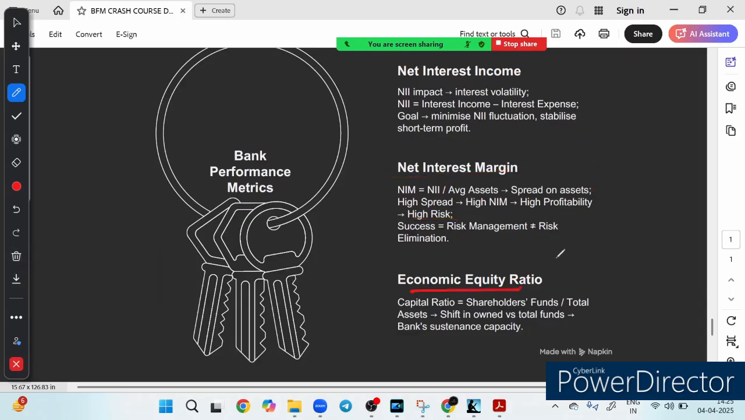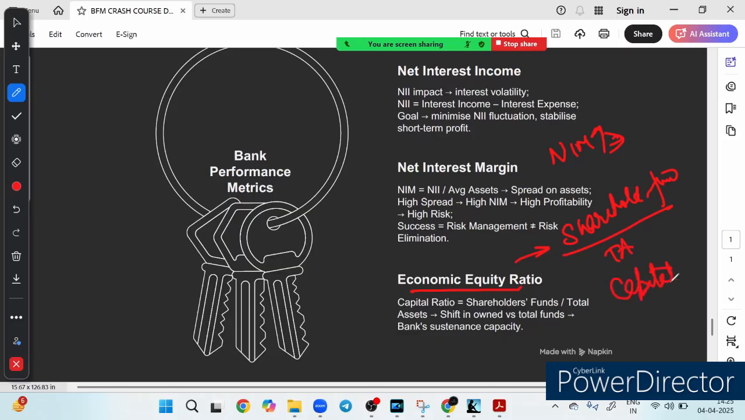Then comes the economic equity ratio. Remember one thing: if NIM is higher, it means the bank is profitable, earning well on its assets, but at the same time it is risky also. The economic equity ratio shows how much of a bank's total funds come from the shareholders' own money, that is called capital, instead of borrowing. To derive the formula, we write shareholder funds in the numerator and total assets in the denominator. It means how much of the bank's total funds, which is the total assets, comes from the shareholders' own money, called capital, right?